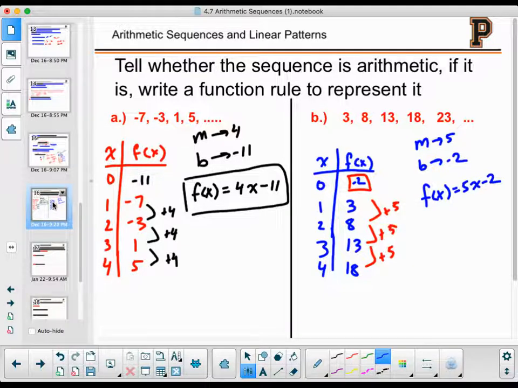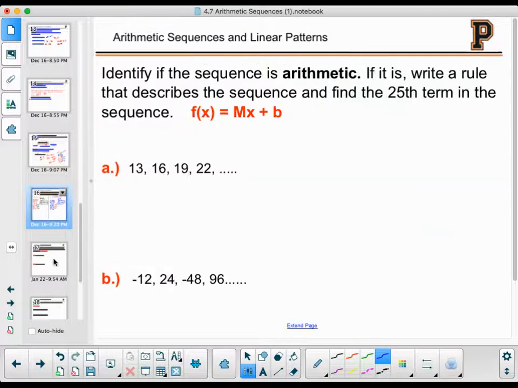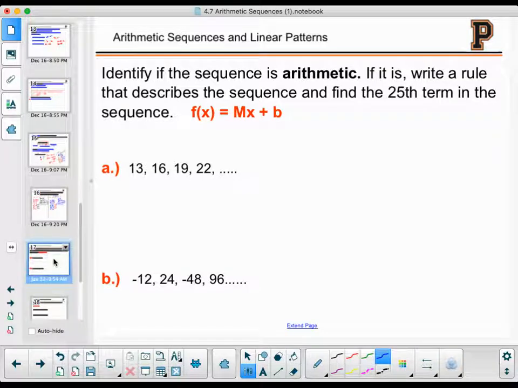Notice how it works for each one. 5 times the first term, minus 2. 5 times 2, the second term, minus 2. 5 times 3, the third term, minus 2. 5 times 4, the fourth term, minus 2. Pretty easy once you understand what each of those numbers represents.